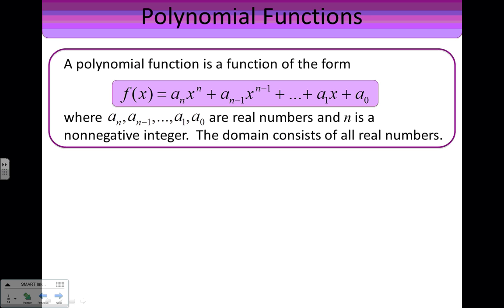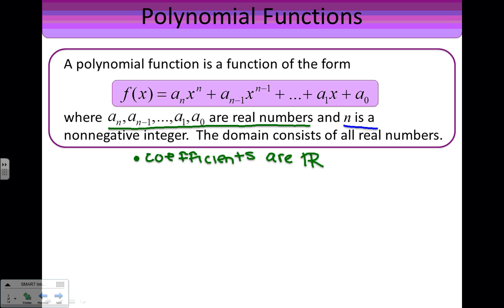So this statement here is saying that the coefficients, all of them, are real numbers. So we're not going to have any imaginary numbers in a polynomial. Okay, so the coefficients, all of the numbers that are within each term, they all have to be real numbers.